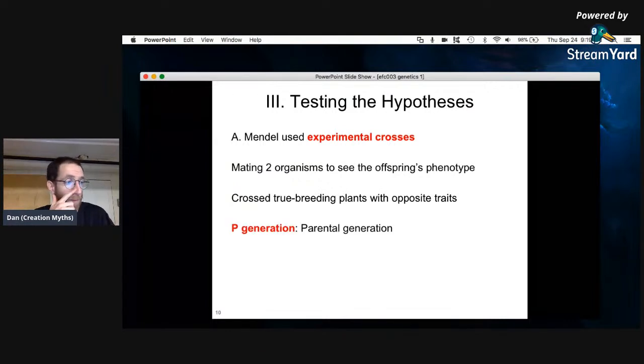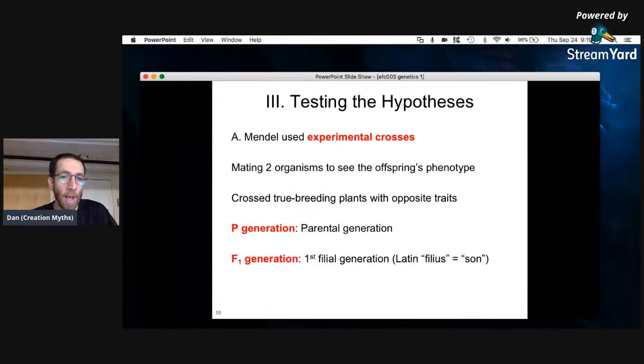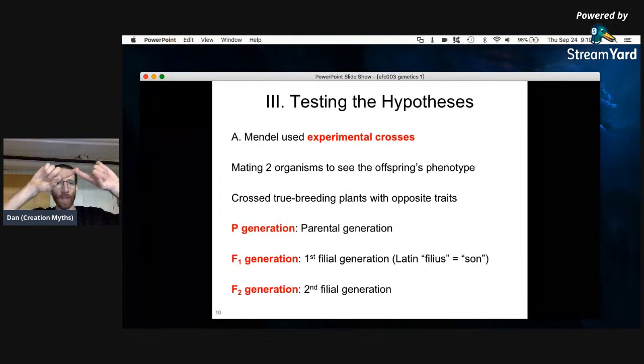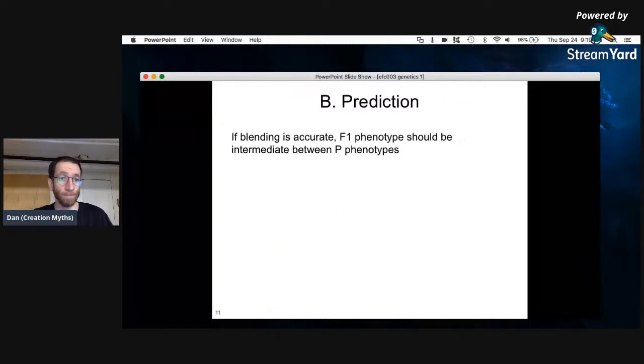So in these crosses, you have three generations that are relevant. You have your P generation. Those are your true breeding lines, and P stands for parental. You have your F1, which is your first filial generation. That's from the Latin for son. And then your F2, you could think of those as your grandkids. And what Mendel would do is he would have the P generation, then the F1, interbreed the F1s to get the F2s. And then you could evaluate your frequencies for the different traits and compare your hypotheses, compare your predictions.